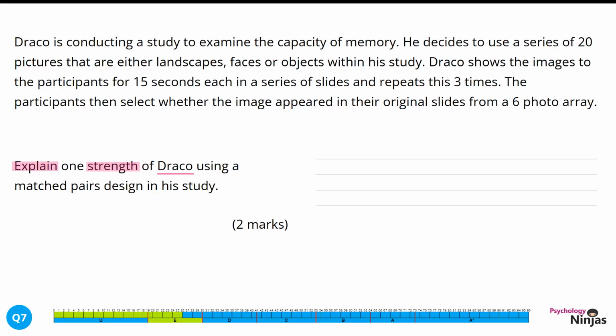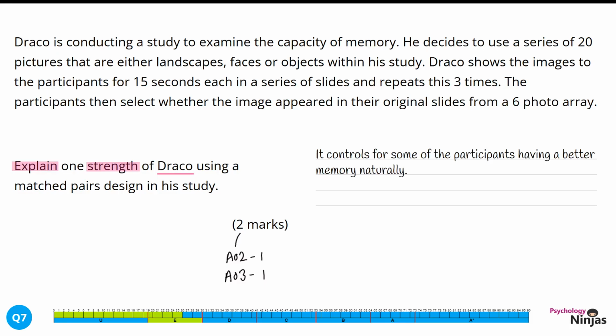We need to focus our strength on a matched pairs design for Draco's specific study and the aim of his research. This means that our marks break down into 1 mark for identifying that strength in the context of Draco's study, and then another mark, a justification mark, of why that is a strength. It's important here we focus on the aim of the research rather than just name dropping and using Draco. Let's take a look at our response.